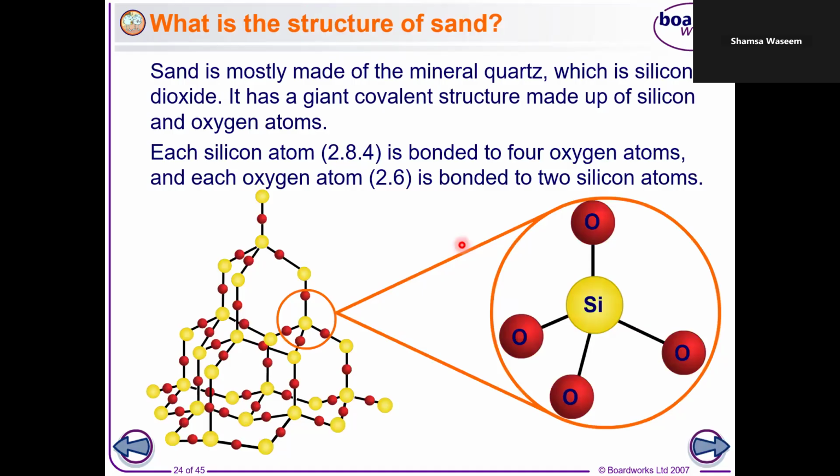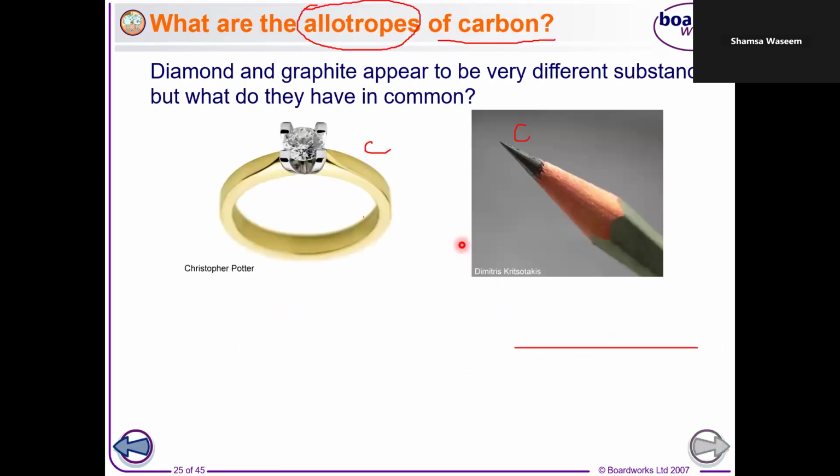So what will be their physical properties? It's going to be hard. It's going to have a high melting and boiling point. It's hard because of the tetrahedral structure, and it's going to have a high melting point because of many covalent bonds. So more energy is required to break the bonds, right?